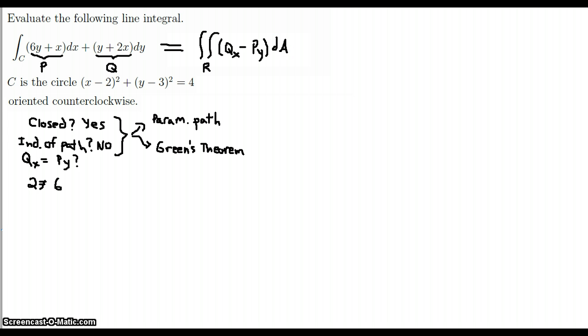Not a total necessity, but let's go ahead and plot this here. The center is (2, 3), and the radius is 2. So (2, 3) is the center, and the radius is 2. So this circle, let's try this out. Okay, the circle's going to look something like that.